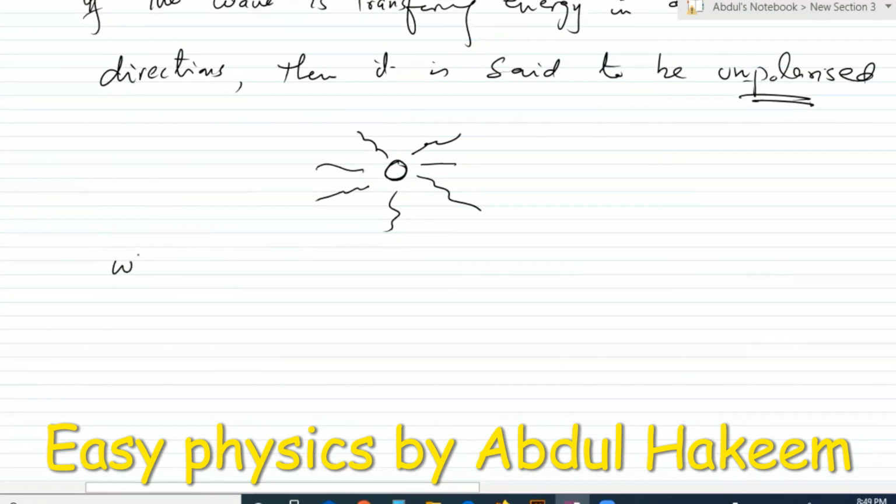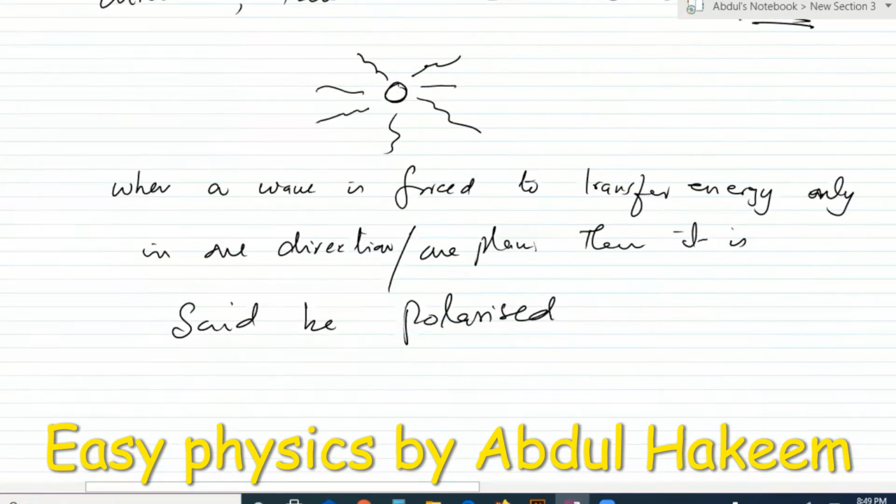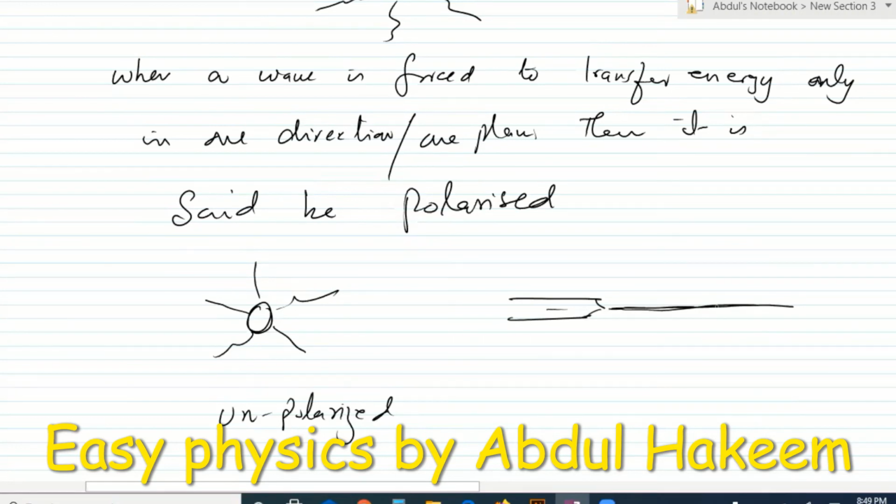But when a wave is forced to transfer energy or travel only in one direction, one plane, then it is said to be polarized. So the bulb is transferring energy in all possible directions. It is unpolarized, but a laser light is transferring energy only in one direction, so this is polarized.